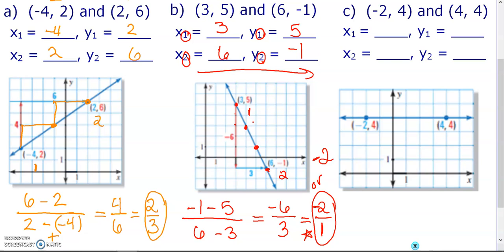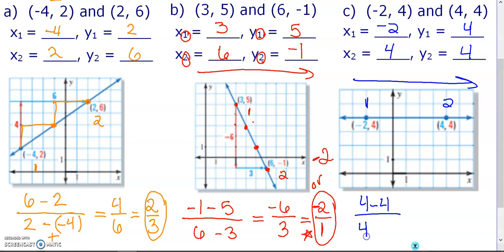We'll take a look at this last example. So, as I read it from, again, left to right, this is my first ordered pair, this is my second ordered pair. So x1 is -2, y1 is 4, x2 is 4, y2 is 4. So again, remember it's your change in y values, y2 minus y1 over the change in x values, x2 minus x1. We had a double negative there. When we subtract, we get 0 over 6.